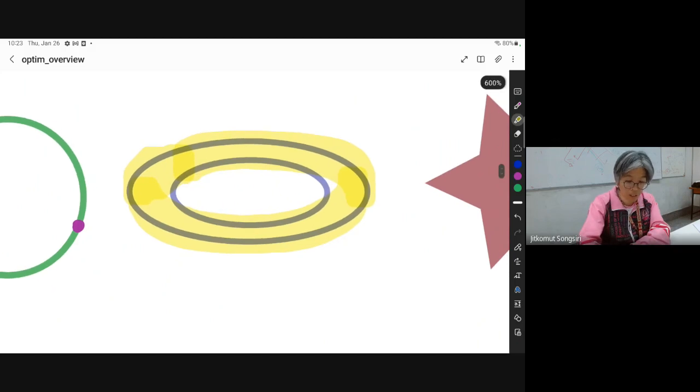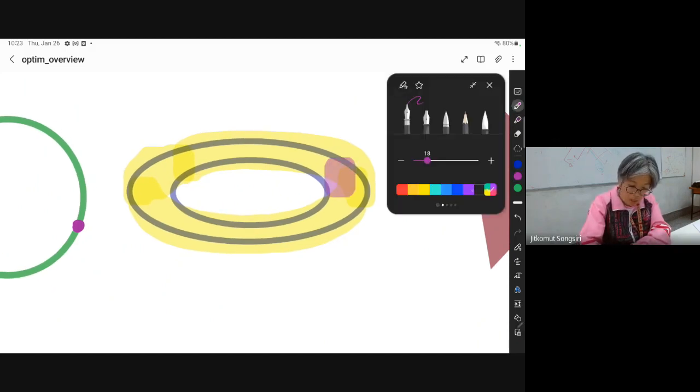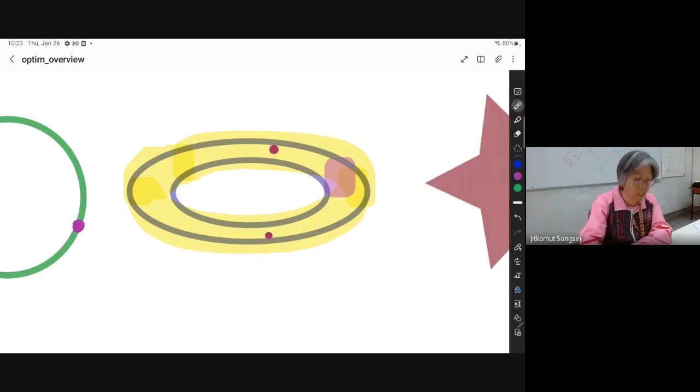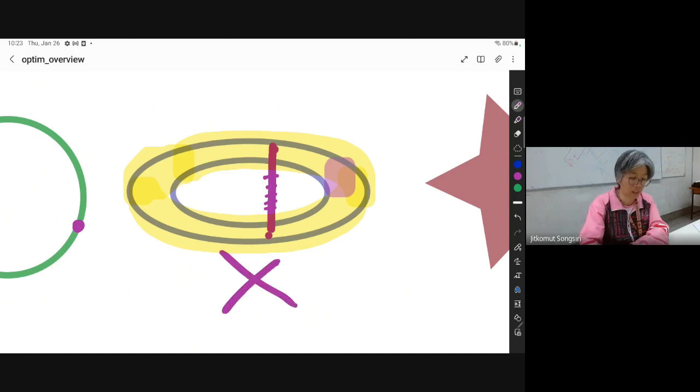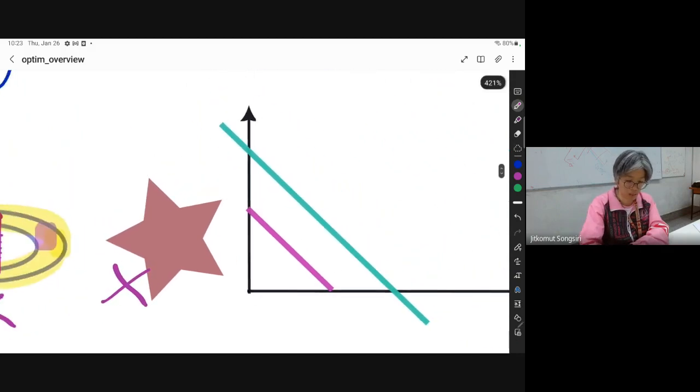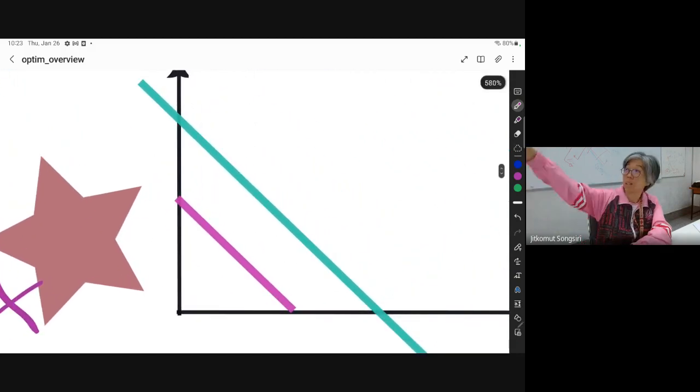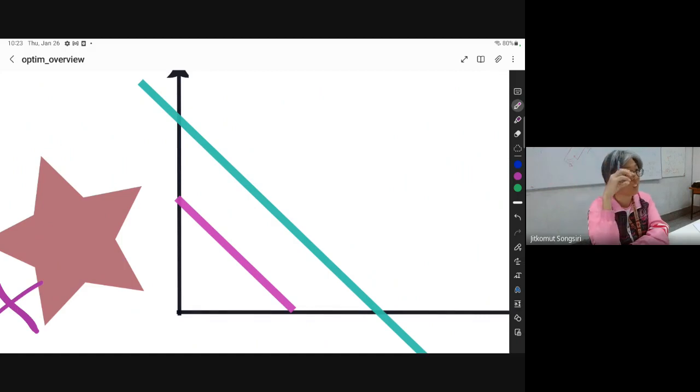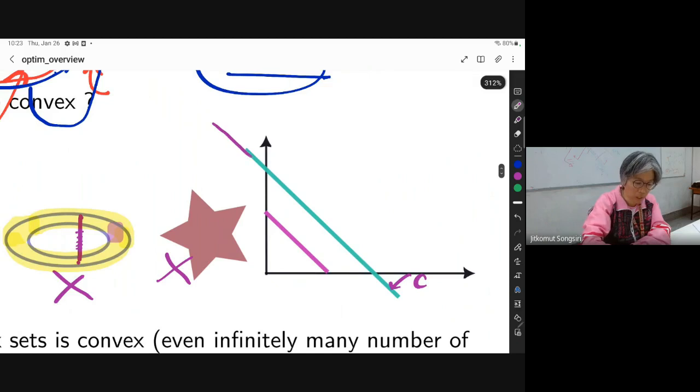It's still not a convex set, because again, if I pick this point and this point, right? And again, there's a part of the line segment that stays outside the set. This is not a convex set. The star, is it convex or not? No, it's not convex. Now, looking at the mint color only, the set C is supposed to be this line.